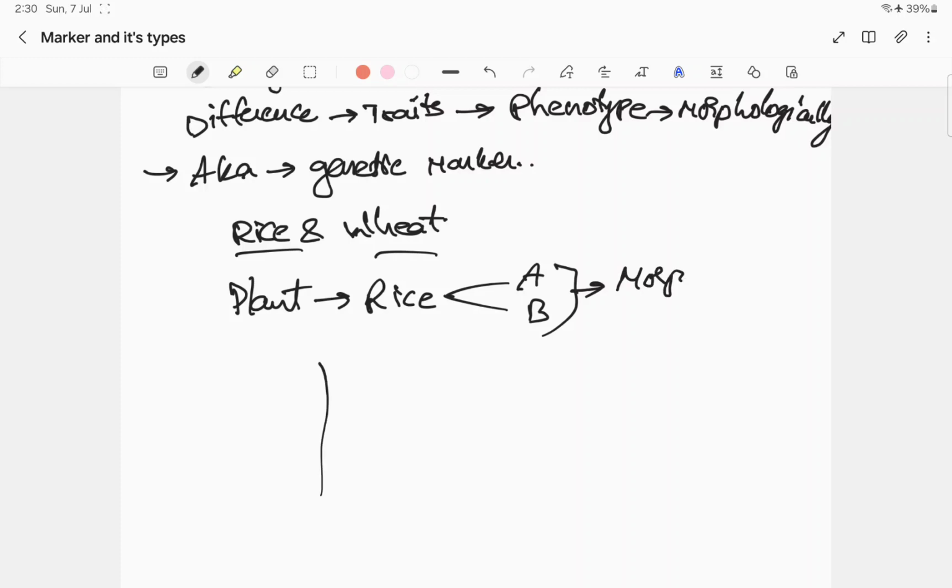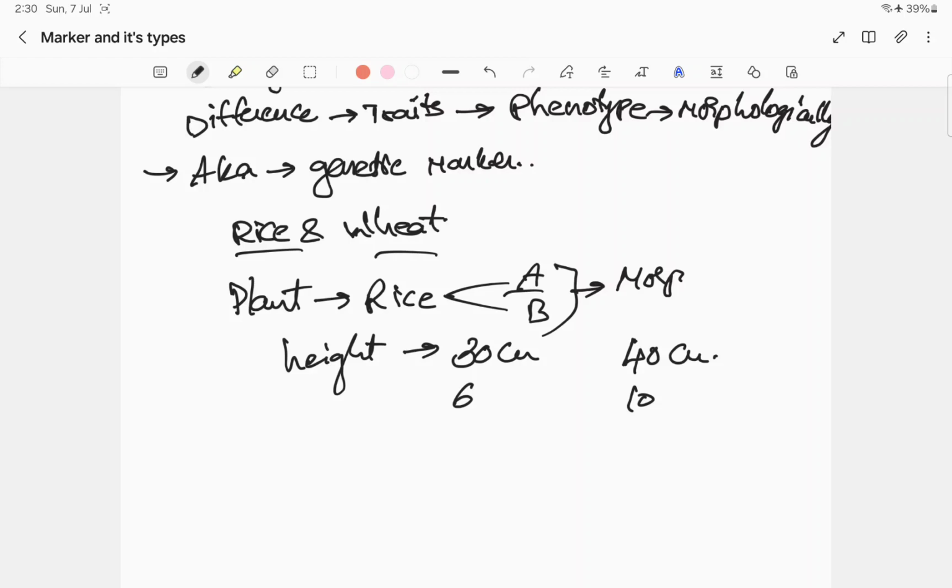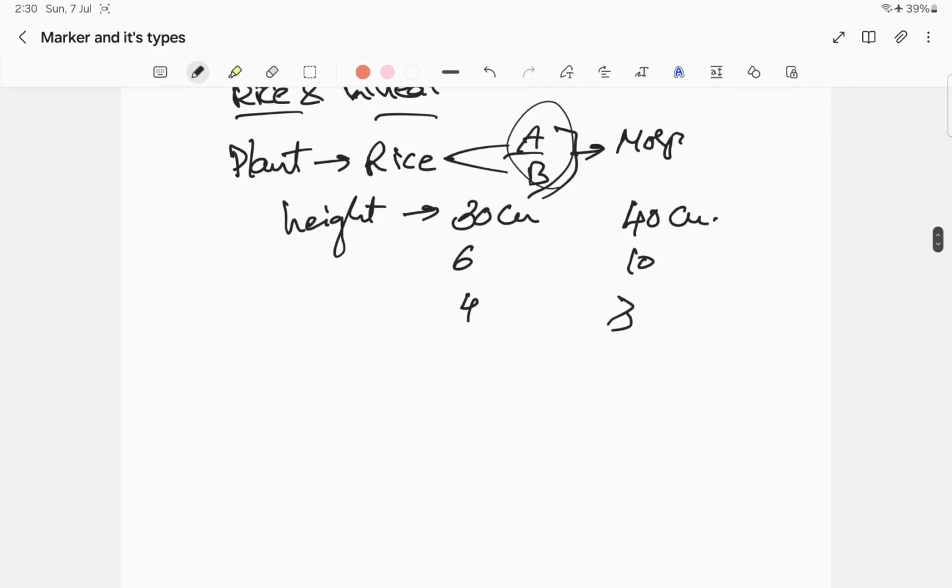For example, take the height: variety A is 30 centimeters, variety B is 40 centimeters. Number of spikes in variety A is 6, in variety B is 10. Number of panicles, for example 4 and 3, like this, anything. We can see the differences between these two varieties morphologically, right? Like this it is used as the morphological marker.